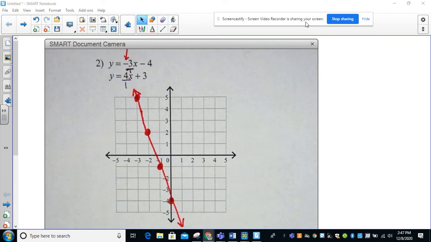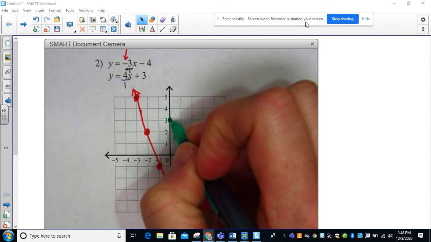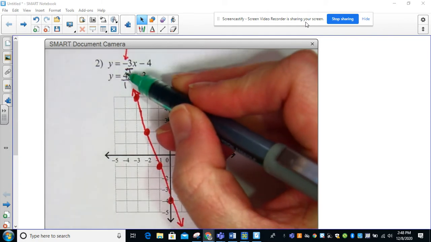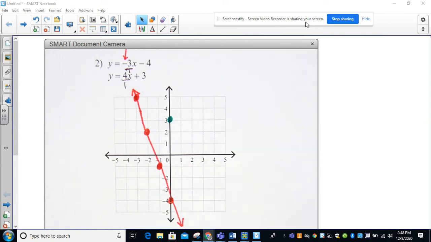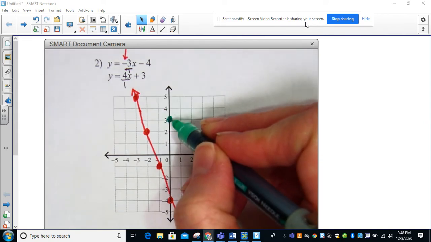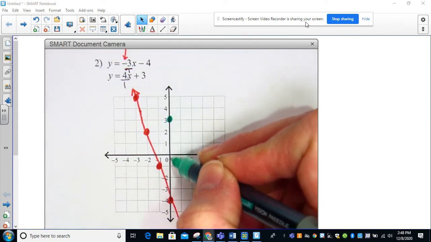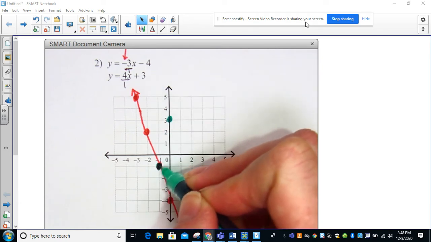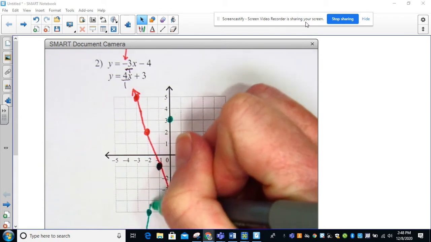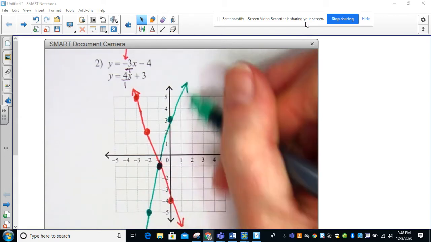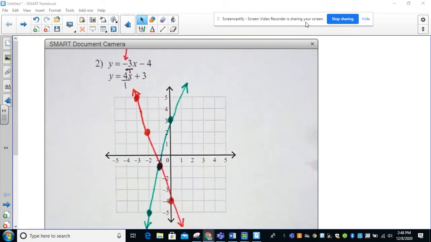I'm going to do it in a different color so you can see. The second line starts at a positive 3, and the slope is up 4, right 1. Well, again, I can't go up 4 and right 1, but I can do the opposite. I can go down 4, 1, 2, 3, 4, and left 1. And here's the line. I know it's uphill because the slope is positive.